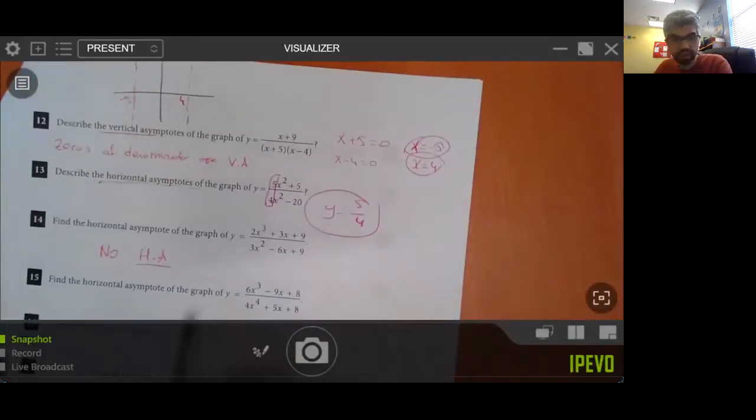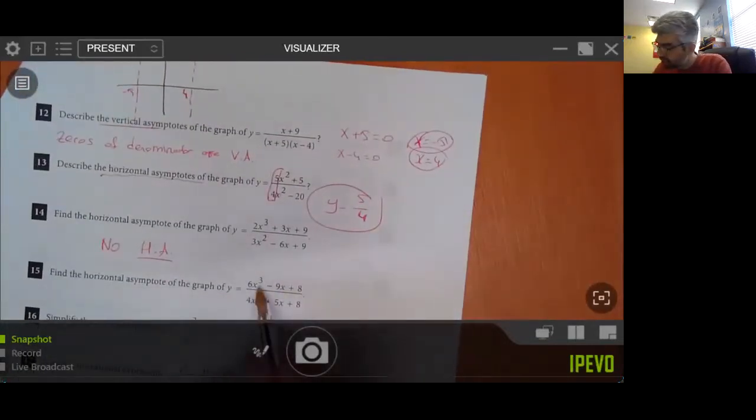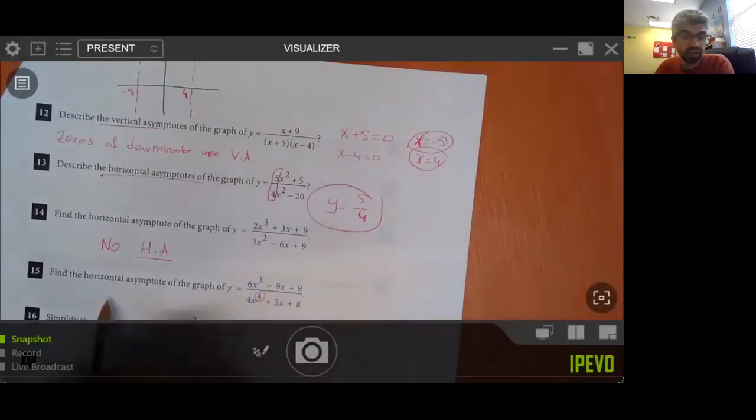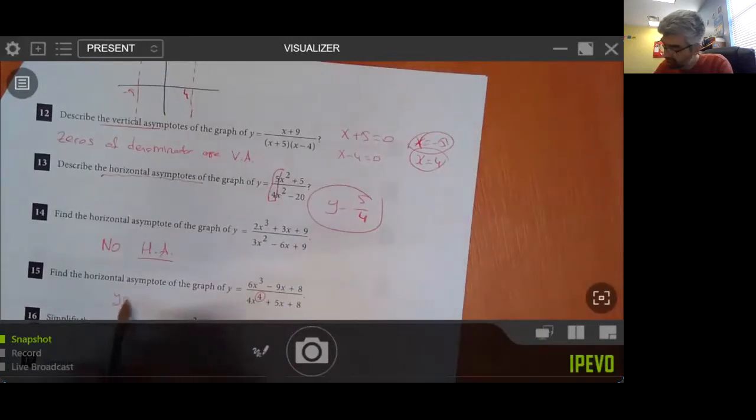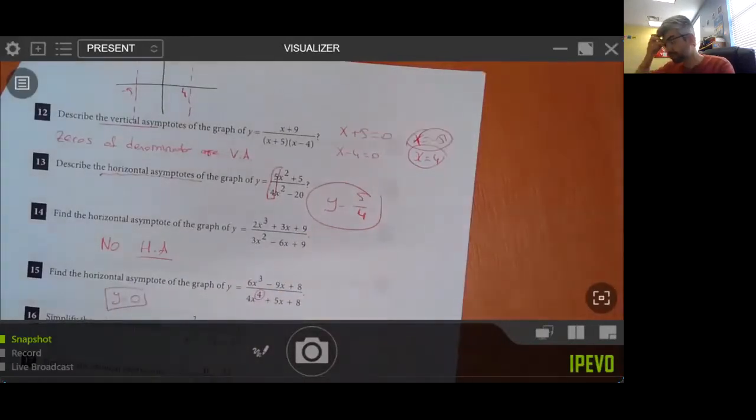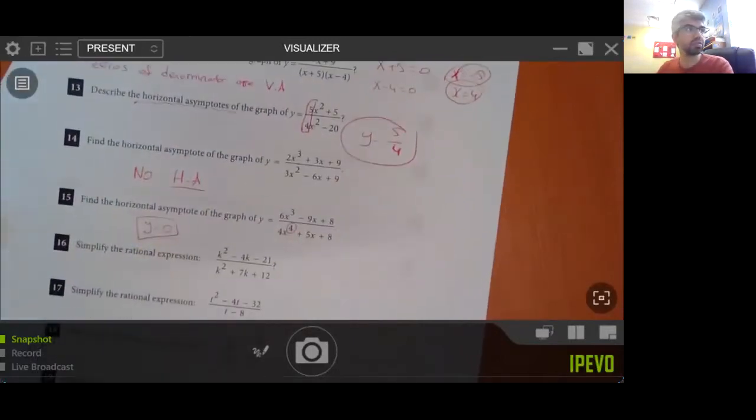And here, number 15, if the degree of the denominator is bigger, you see 4 is greater than 3, so the horizontal asymptote is 0. Okay. Number 15, right. And number 16, you go there.